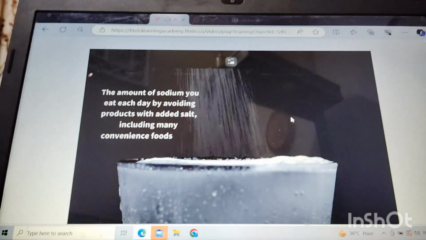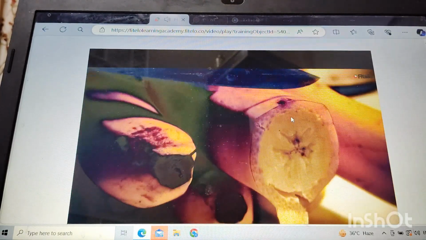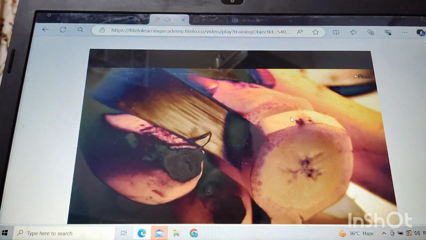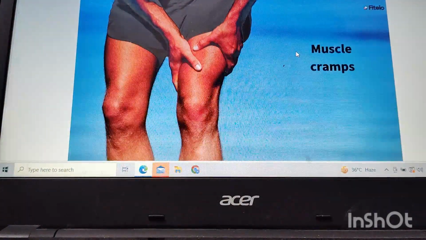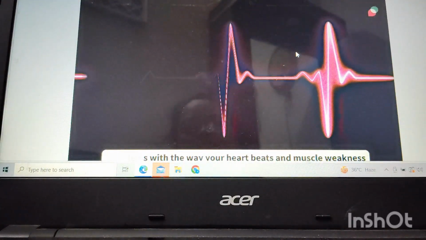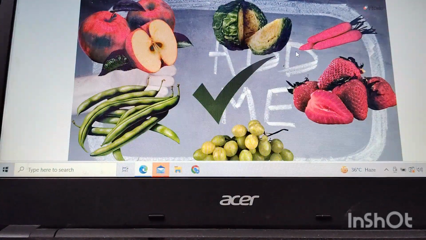Including many convenience foods such as frozen food, canned foods and fast foods. Next is, lower the amount of potassium when your kidneys are not working well. Your potassium level may be too high or too low. Having too much or too little potassium can cause muscle cramps, problems with the way your heart beats and muscle weakness. So, you can avoid high potassium foods such as bananas, oranges, potatoes, spinach and tomatoes. You can include low potassium foods such as apples, cabbage, carrots, green beans, grapes and strawberries.